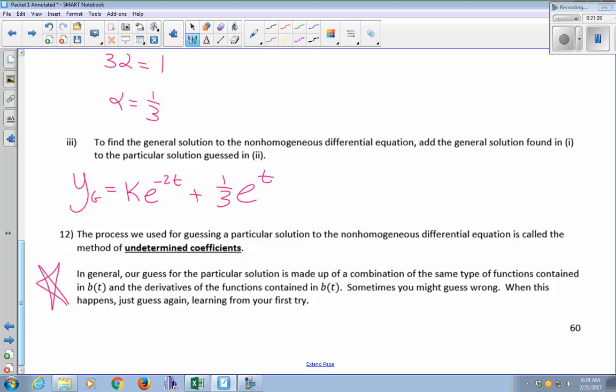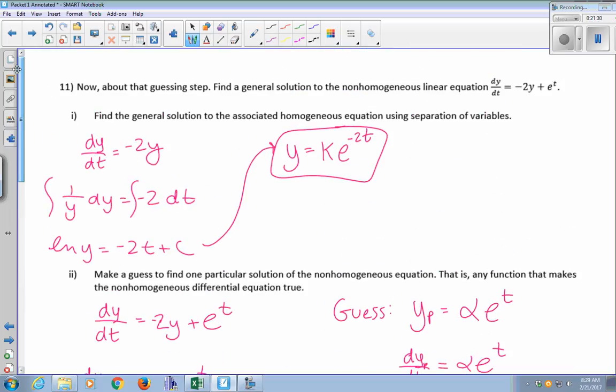So if your b of t, instead of being e to the t, was sine t, right? Then your guess for y particular might have been alpha sine t plus beta cosine t, right? Because the derivative of sine is cosine. In this case, we only needed alpha e to the t because the derivative of e to the t is still e to the t. So writing plus beta e to the t would have been redundant.